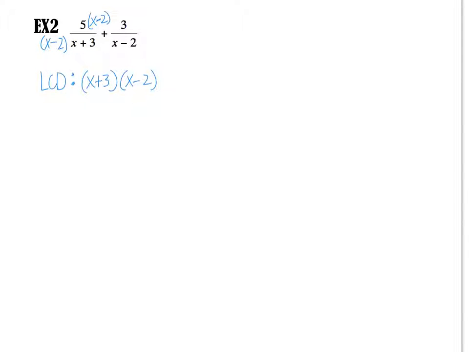All right, and then when I look at the second fraction, I see it has the x minus 2, so it's just missing the x plus 3. So it's going to get the x plus 3.